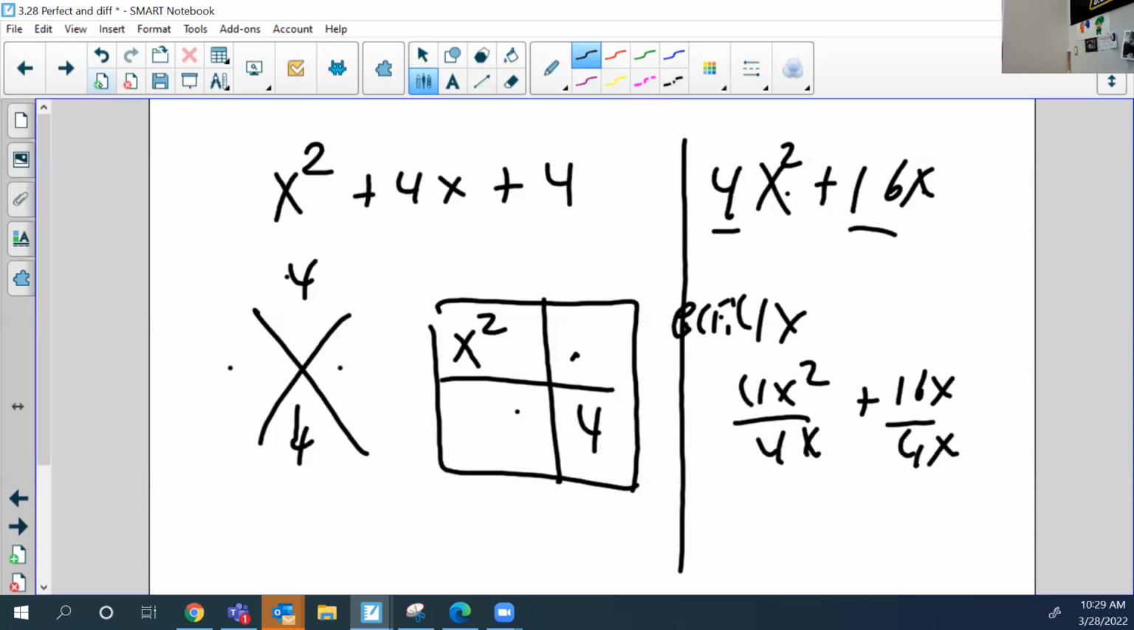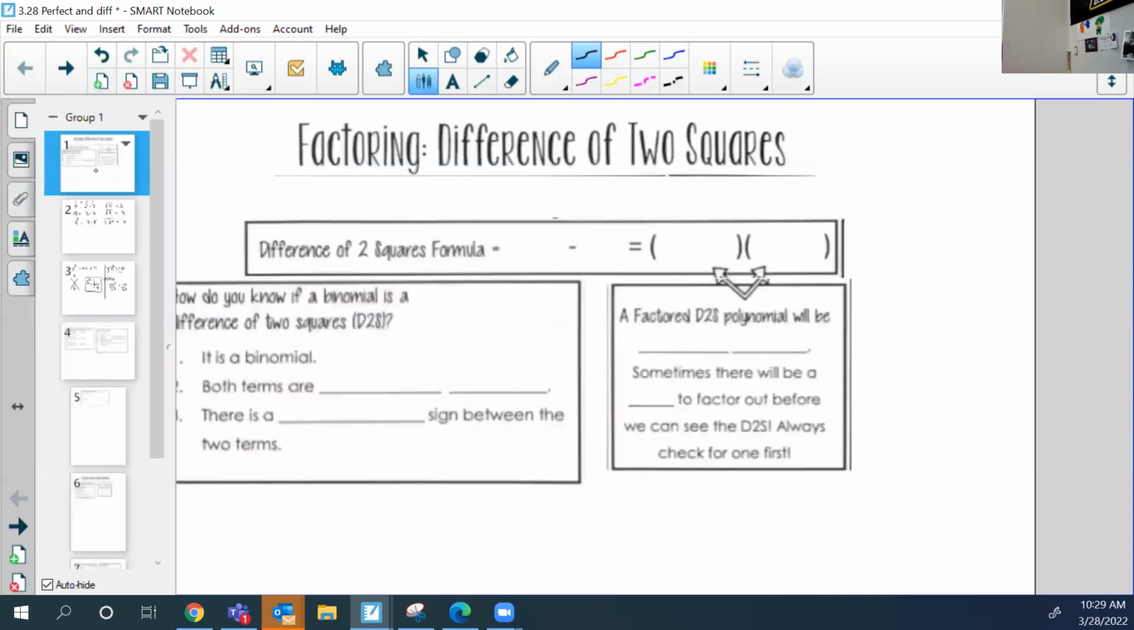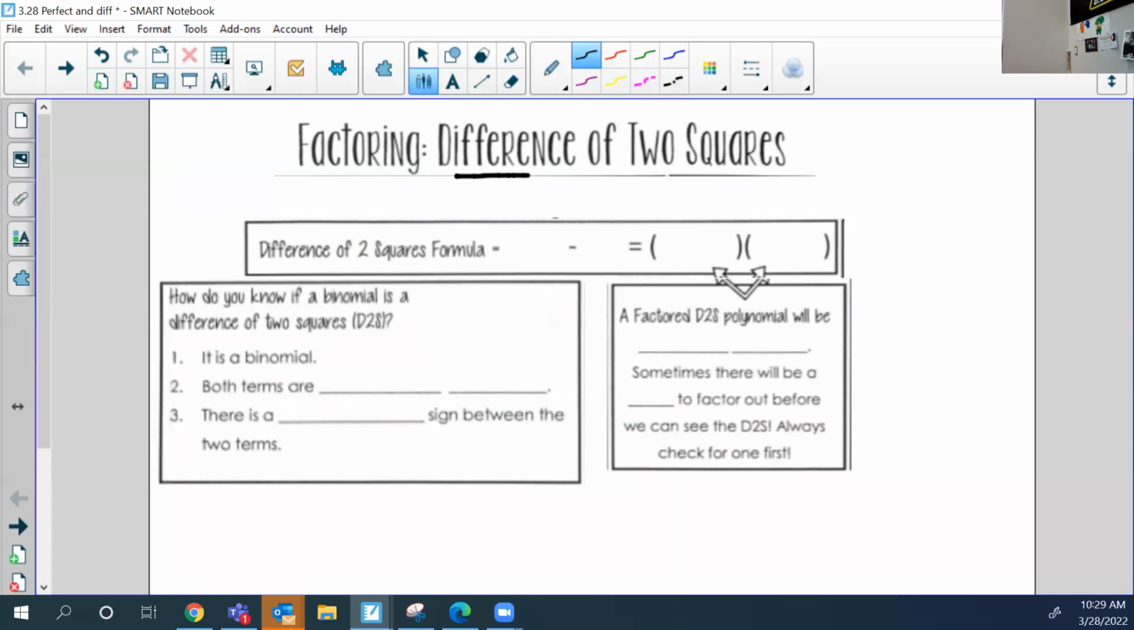Now, today's class, we're going to look at factoring the difference of two squares. And difference is just the minus. So we have two squares with a minus sign between them. And the formula is a squared minus b squared. And that's just a minus b times a plus b. Yeah, and you see how it makes sense when we do an example. All right, so let's look at an example first.